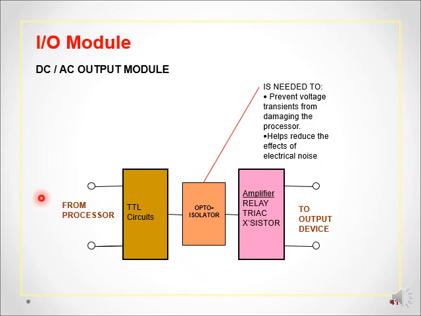Previously I showed you how the input device goes into the processor. Now from the processor you get the output on and off condition, and that will go through the opto isolator, and finally it will go to the amplifier to turn on and off the actuated devices.